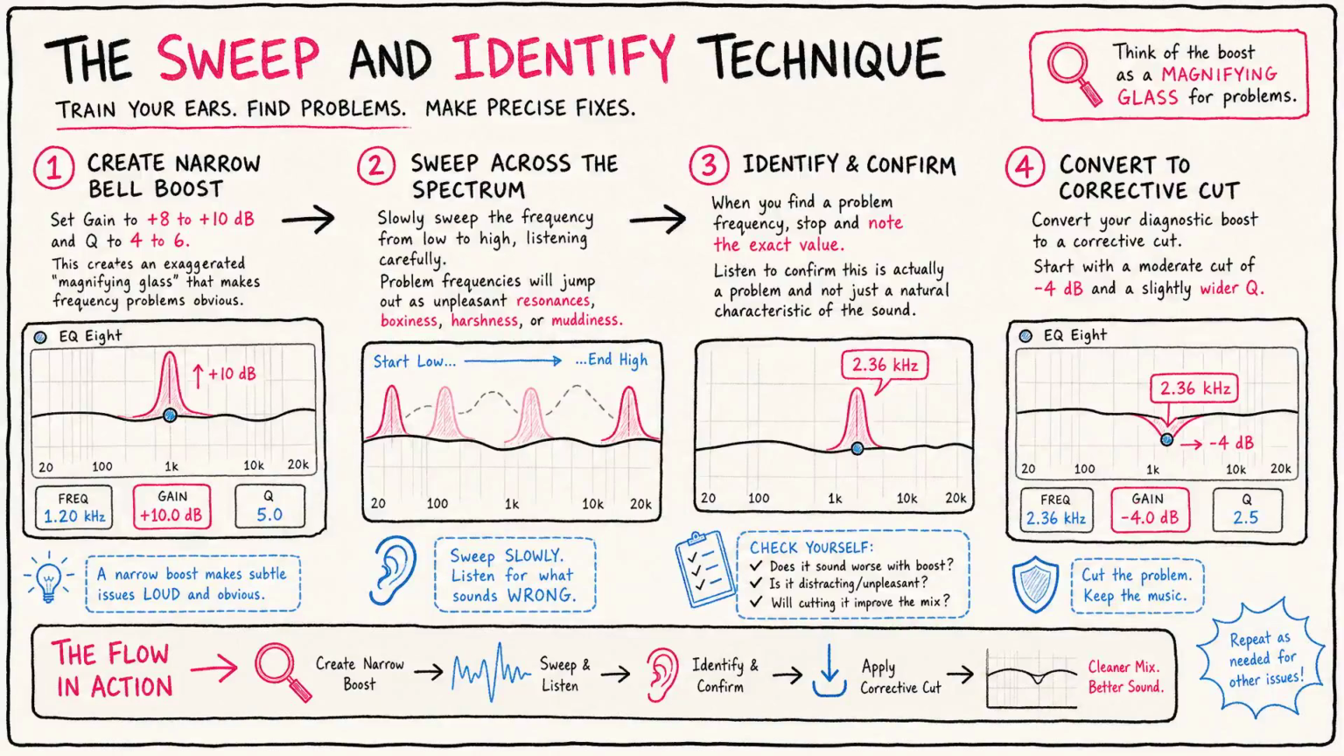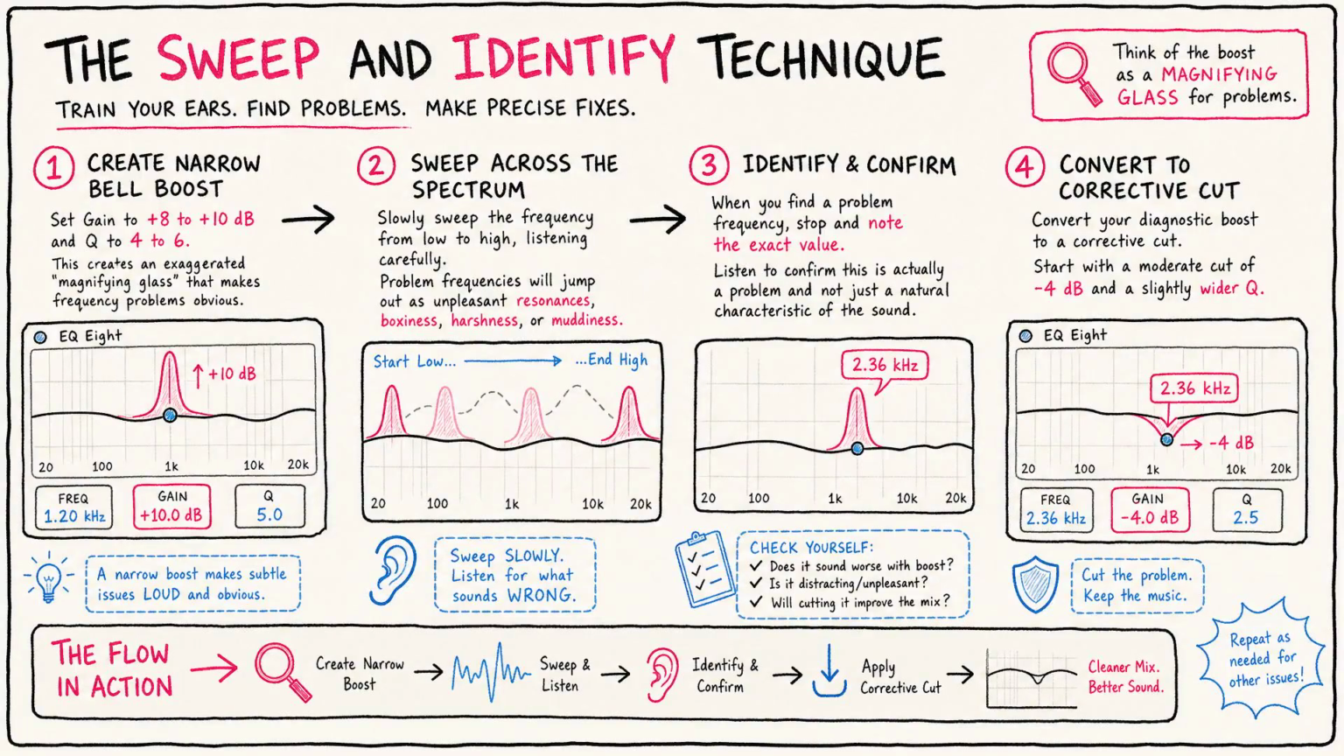Step 3. When you find a problem frequency, stop and note the exact value. Listen to confirm this is actually a problem and not just a natural characteristic of the sound. Step 4. Convert your diagnostic boost to a corrective cut. Start with a moderate cut of -4 dB and a slightly wider Q of 2 to 3 than you use for sweeping. Narrow Q cuts can sound phasey and unnatural, so lean toward wider unless the problem is extremely specific.